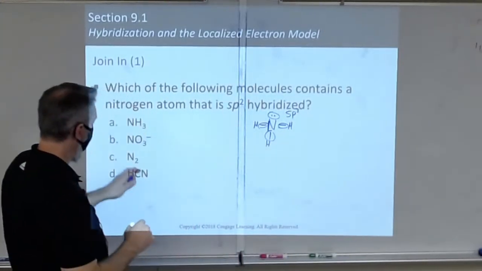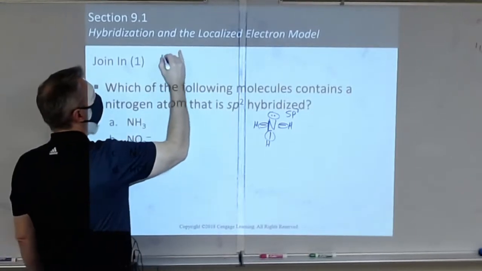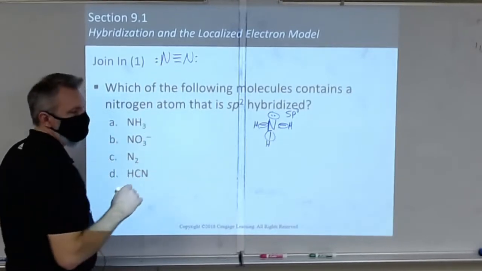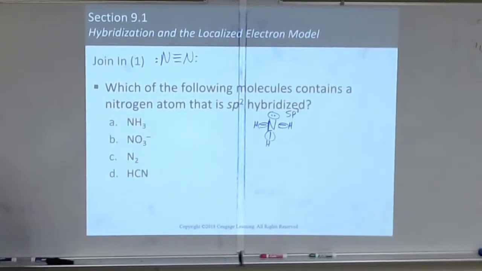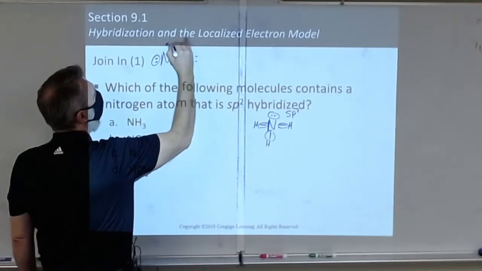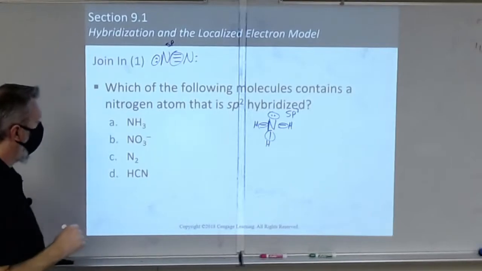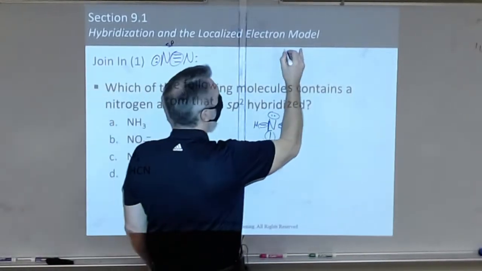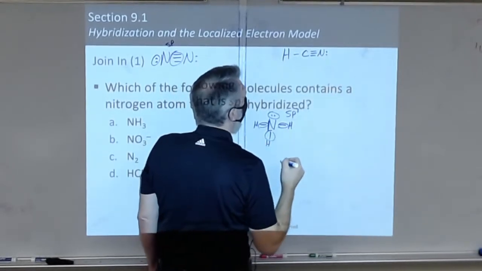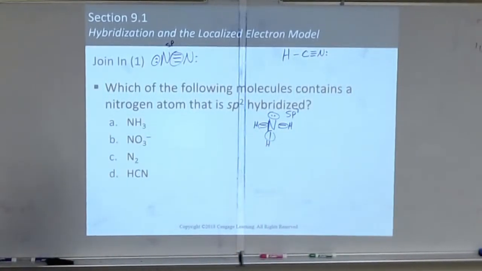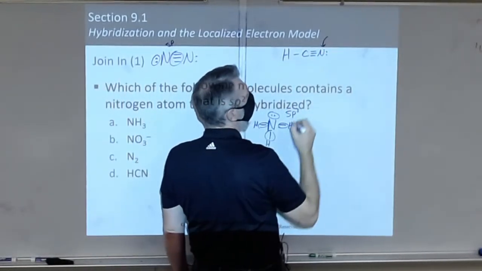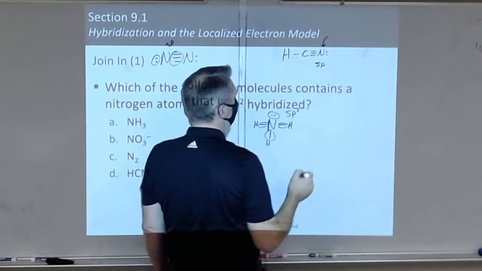Okay, let's do the next easy one, N2. What's that going to be? sp hybridized. I have 1, 2 regions here. This is sp hybridized. HCN. Okay. Y'all okay with that? I'm looking at the nitrogen again. What's the hybridization of the nitrogen? That's also sp. All right.